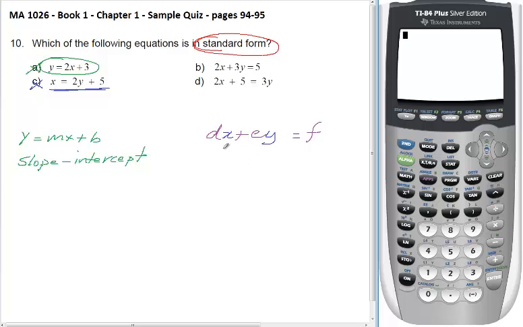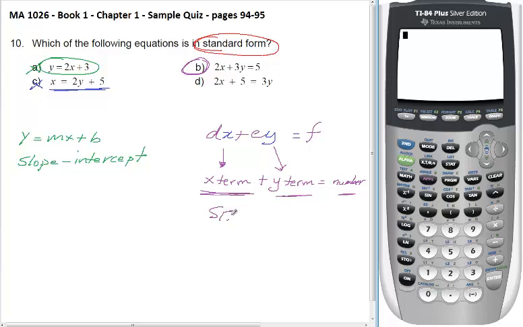So in other words, the x term first, right, followed by the y term, and then on the same side. So x and y on the same side equal to a number is the way this book refers to as standard form. So x term plus y term equals number. That has to be B.